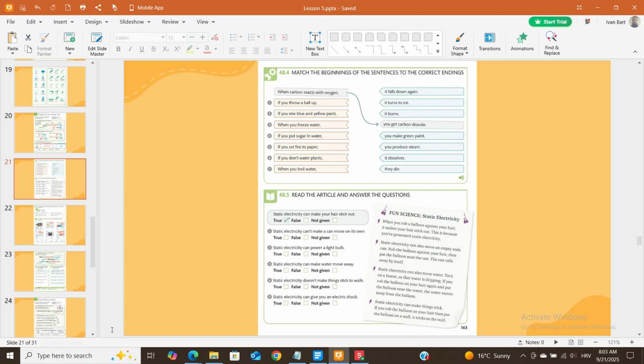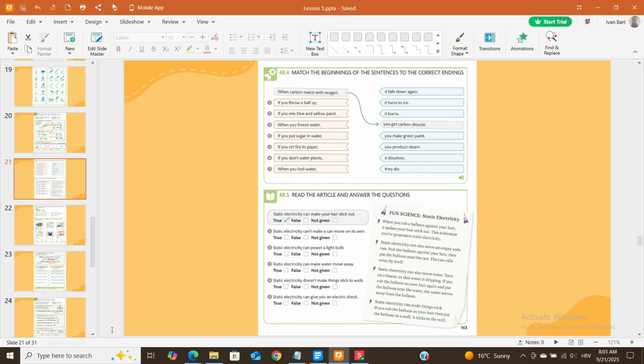Fun science. Static electricity. When you rub a balloon against your hair, it makes your hair stick out. This is because you've generated static electricity. Static electricity can also move an empty soda can. Rub the balloon against your hair, then put the balloon near the can. The can rolls away by itself.